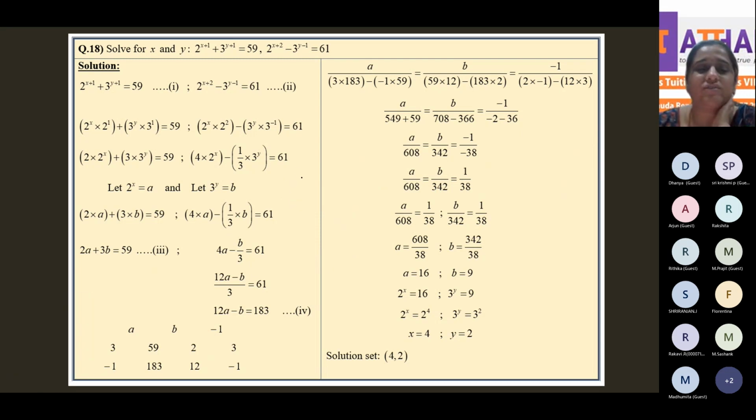Now tell me the equivalent of this one, children. What is the equivalent of minus 4 by 5, the whole power minus 2 by 3? Tell me the equivalent of this.